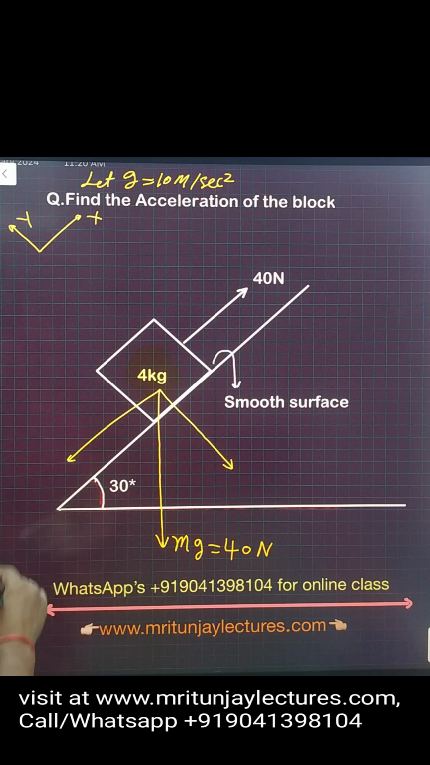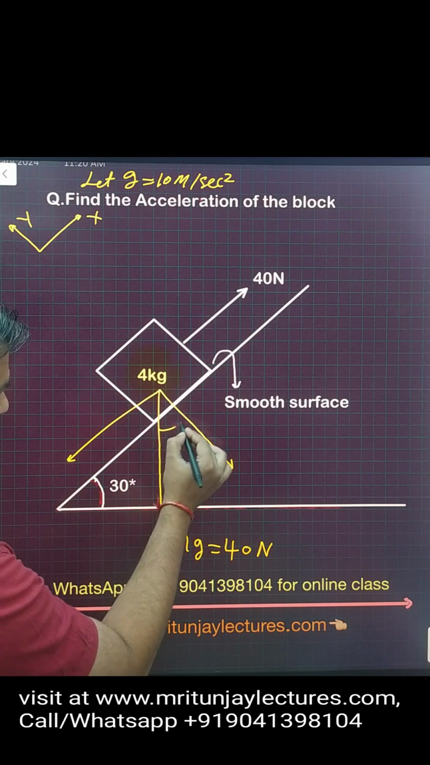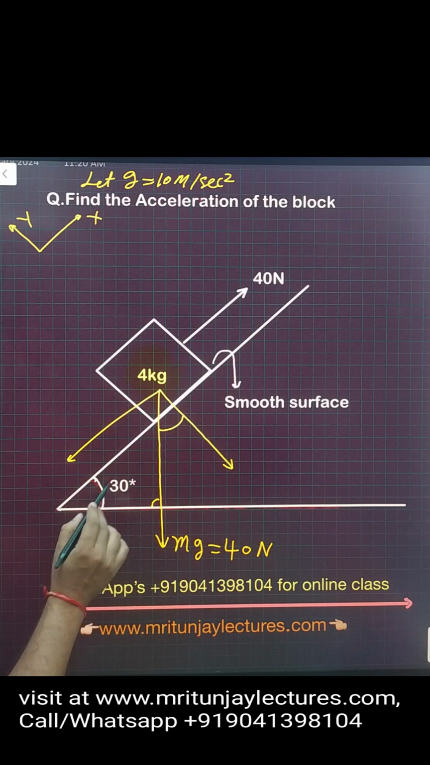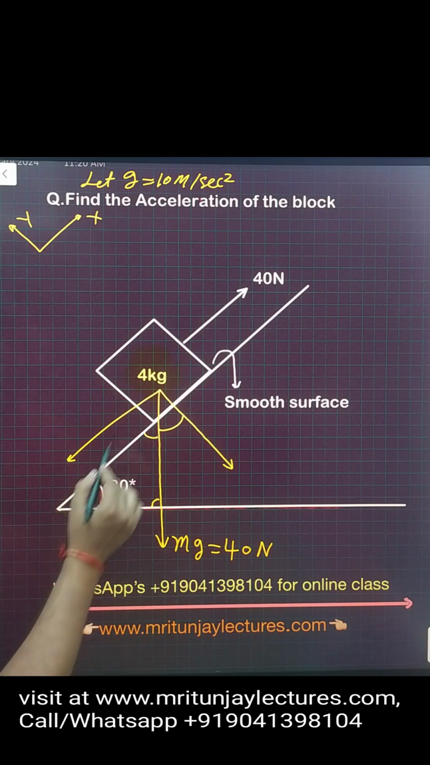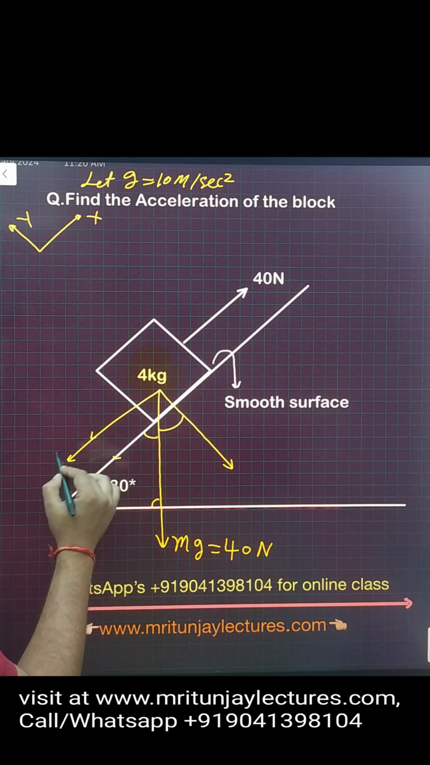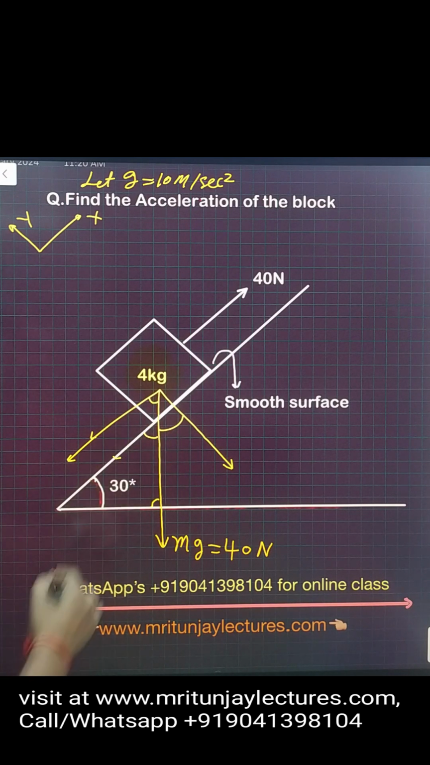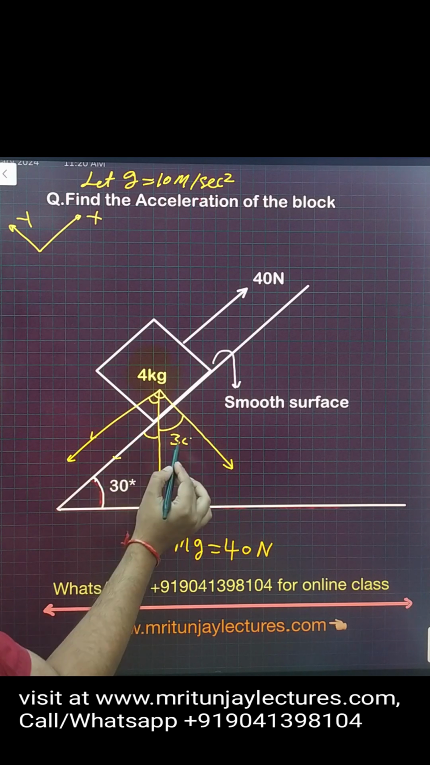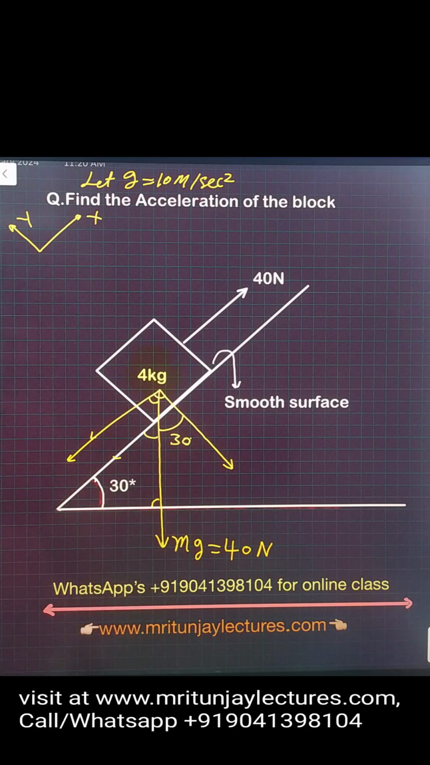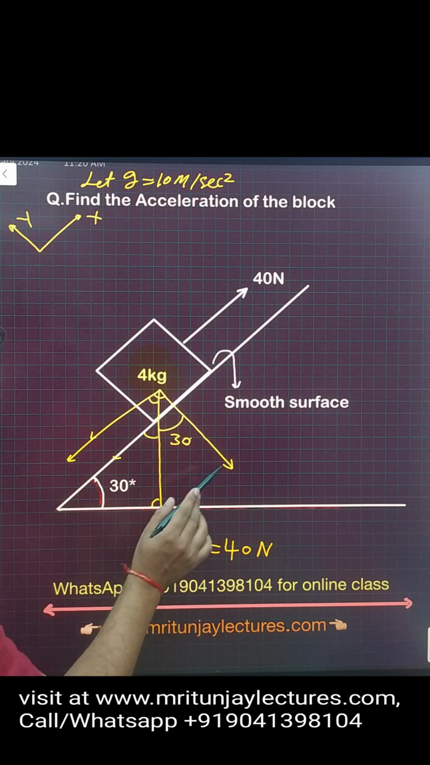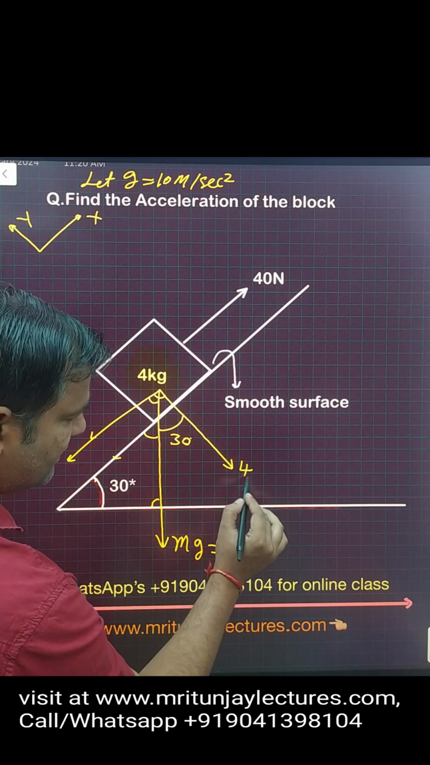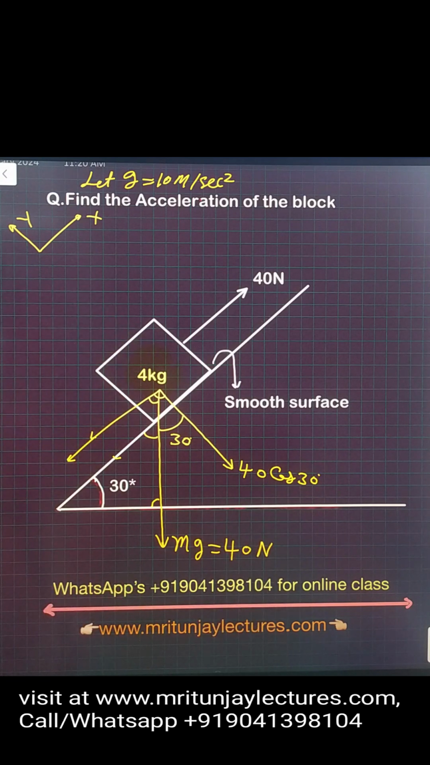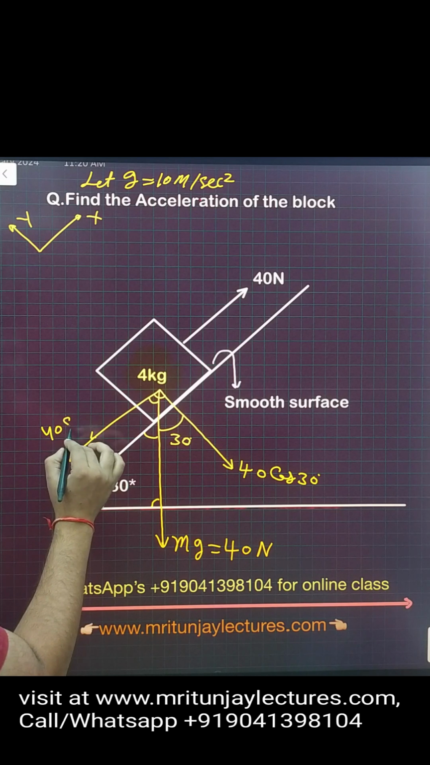This angle is 30. If this one is 30, then what about that angle? Also 30. Why? Because this one is 90 degrees and this one is 30, so that angle is 60 degrees. That line and that line are parallel, so that one is also 60, and here 90 degrees, so that one is 30 degrees. Clear or not? After that, the component of 40 Newton along this direction is 40 cos 30 degrees, and here 40 sin 30 degrees.